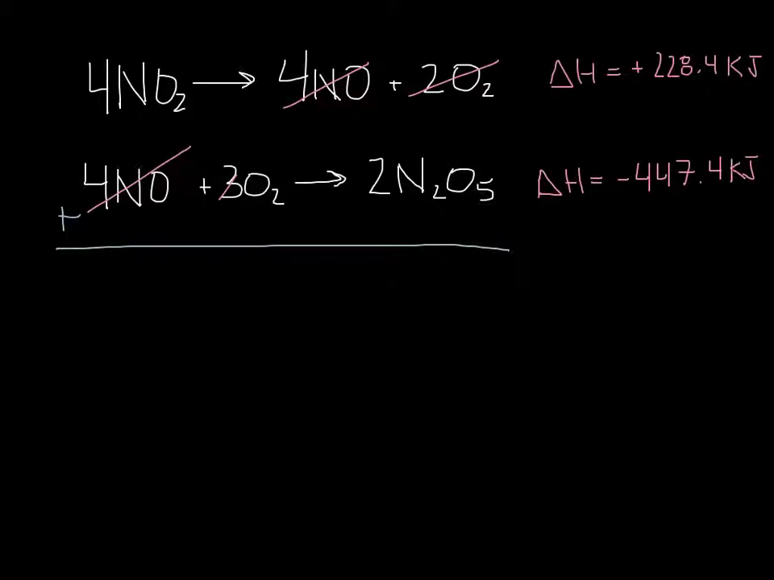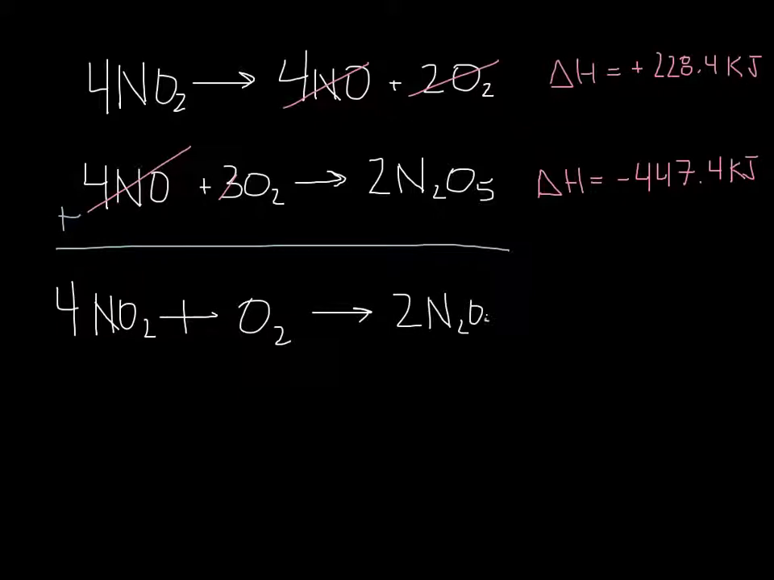And so overall, our net reaction could be 4NO2 plus O2 turns into 2N2O5. So we can call this step 1 and step 2. And if we did this reaction as step 1 then step 2, well, first we'd have to put in 228.4 kilojoules of energy, and then it would release negative 447.4 kilojoules of energy.